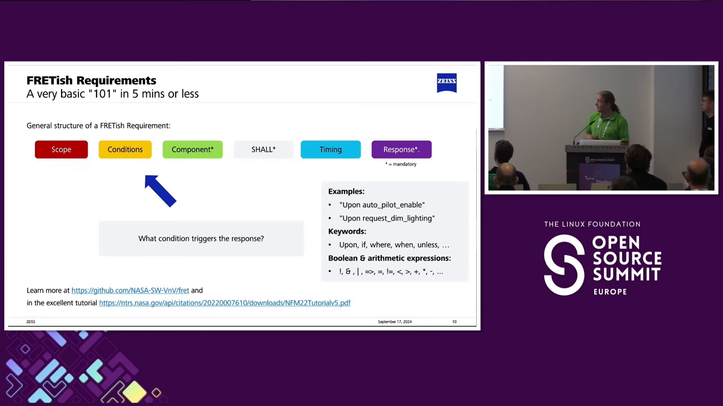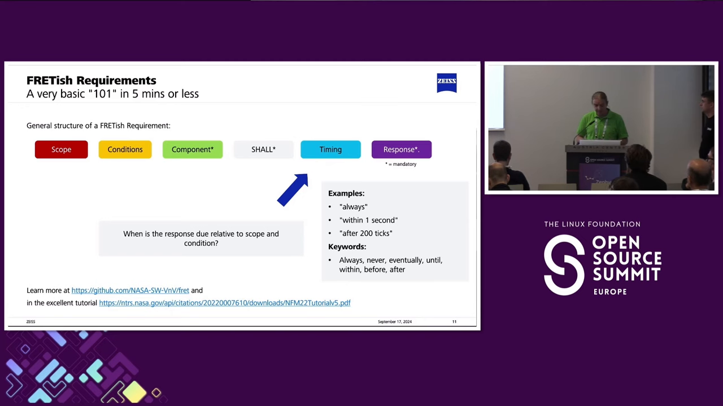And then in addition to the scope, there might be triggering conditions, like if temperature falls below something the system is supposed to do something, or if time has elapsed for that many seconds, the system is supposed to do something. So these are the triggering conditions, and they have been highlighted in FRETish with what they have called keywords. And I've written down a couple of these keywords here: upon, if, where. These are triggering conditions that the parser in their tool is able to pick up and then do the semantic analysis of that requirement, and that will become important later when we talk about the test generation. And then last but not least, it's about timing.